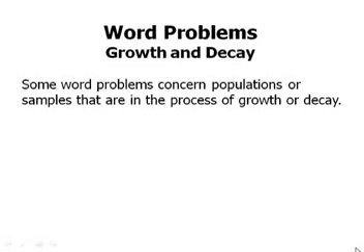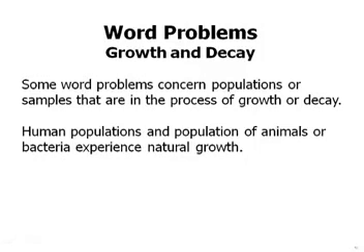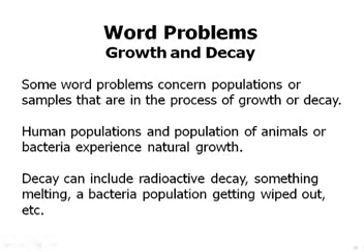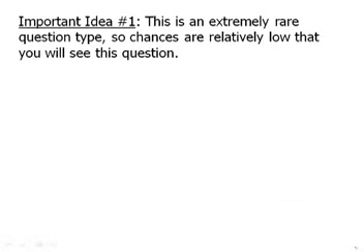Growth and decay. Some word problems concern populations or samples that are in the process of growth or decay. Human populations and populations of animals or bacteria experience natural growth. Decay can include radioactive decay, something melting, a bacteria population getting wiped out, etc. This is an extremely rare question type, so chances are relatively low that you will see this question.